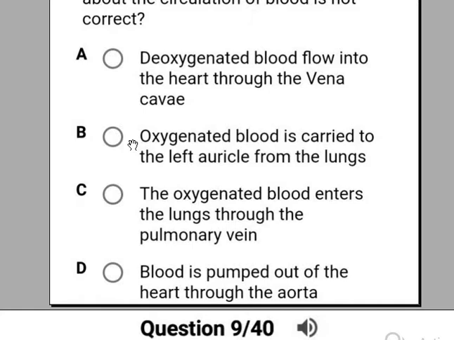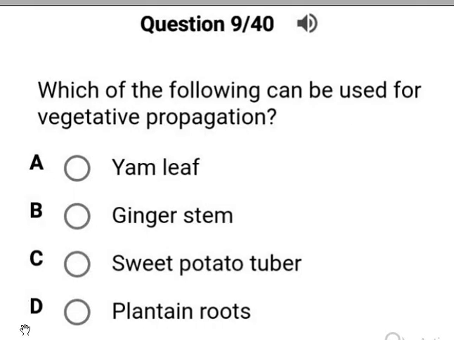Rather, it goes out of the heart into the lung through the pulmonary vein. So the correct option is option C. Moving to the next question, that is question 9. Question 9 says, which of the following can be used for vegetative propagation?